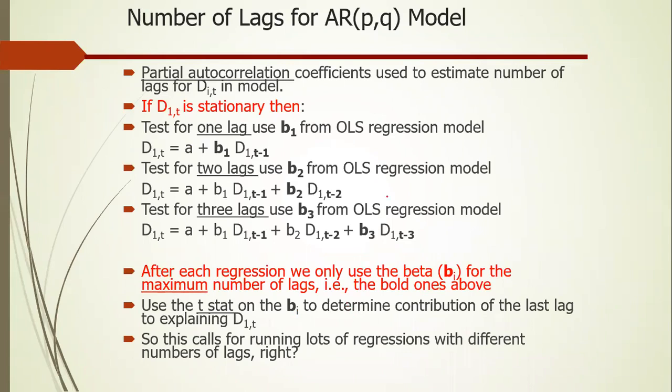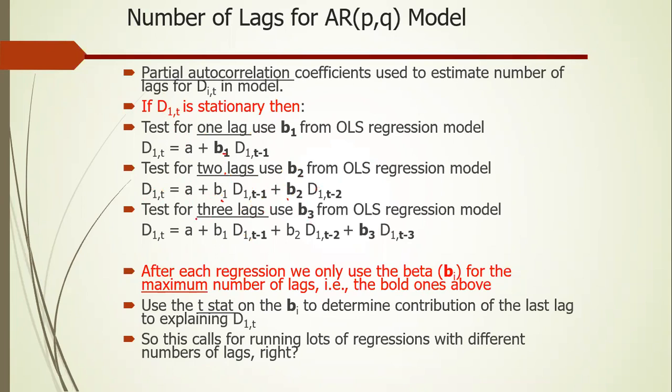So the actual process to do this is fairly lengthy. Now we say that partial correlation coefficients are actually used to estimate the number of lags. So if this series D1T is stationary, then in order to test for one lag, we use B1 from the regression model. If you're testing for two lags, then we take B2 from the regression model, in the first difference series, the second lag.